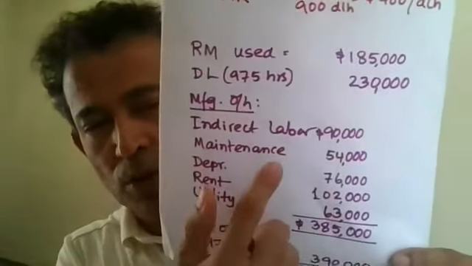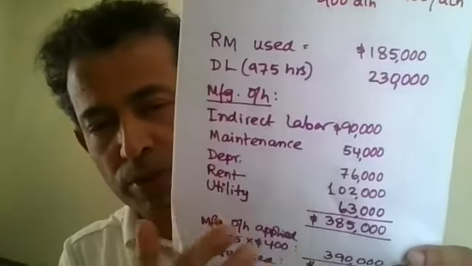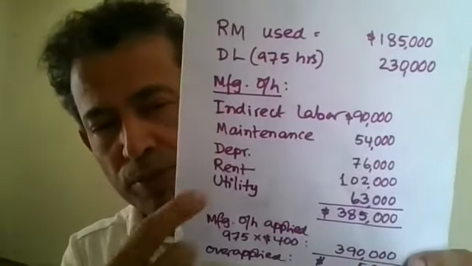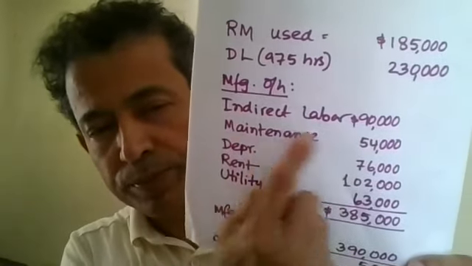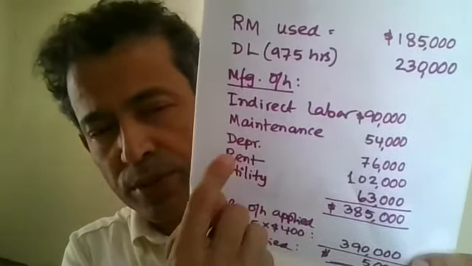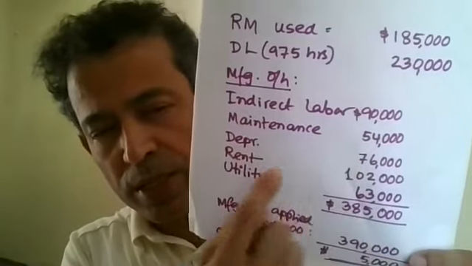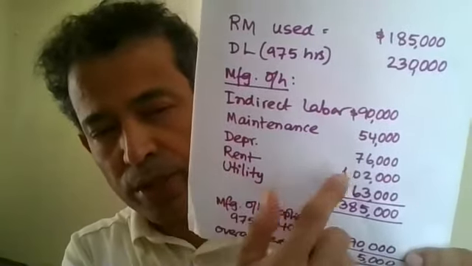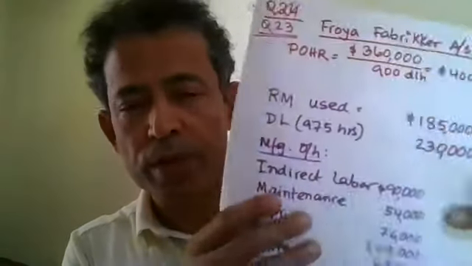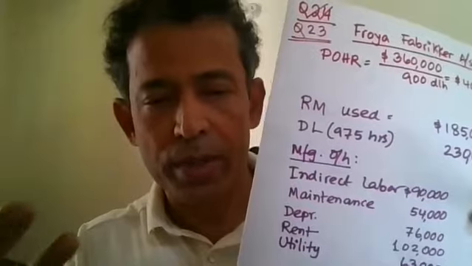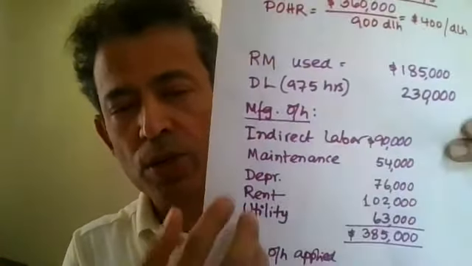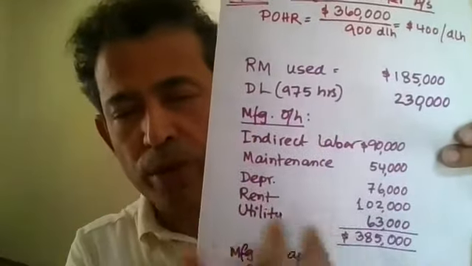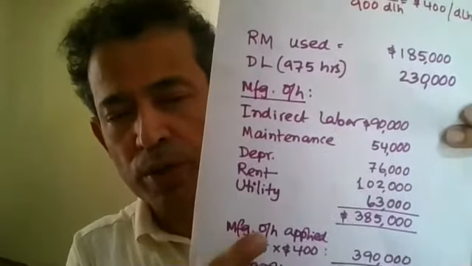This is not manufacturing overhead applied. This was the elements of manufacturing overhead I extracted from each item. So indirect labor, maintenance, depreciation, the factory component, rent, the factory component, utilities, the factory component. If there are combined elements like salaries, wages, rent, utilities, depreciation, just pick up the factory component, the manufacturing component, to calculate your manufacturing overhead.